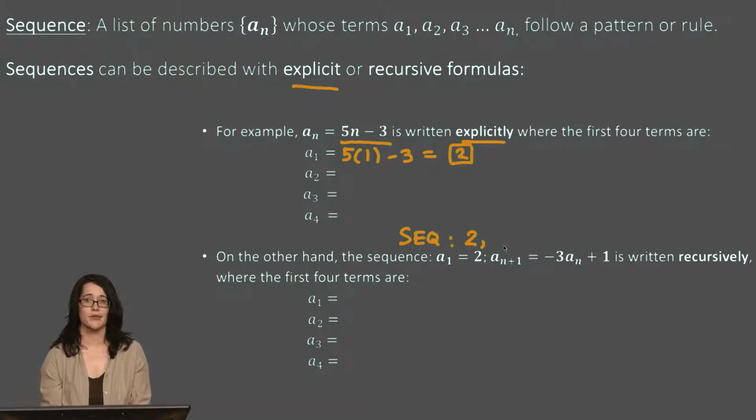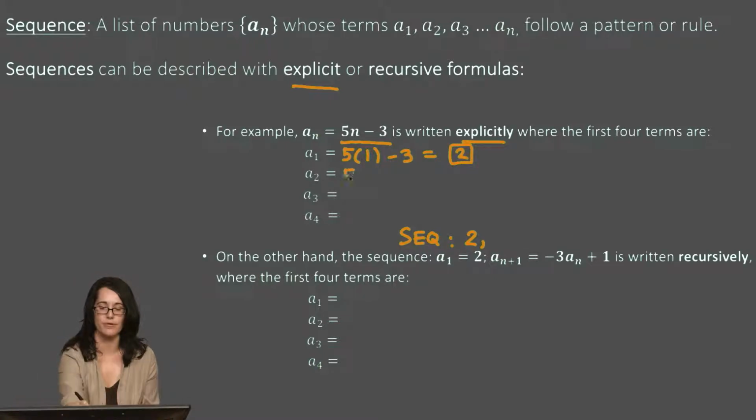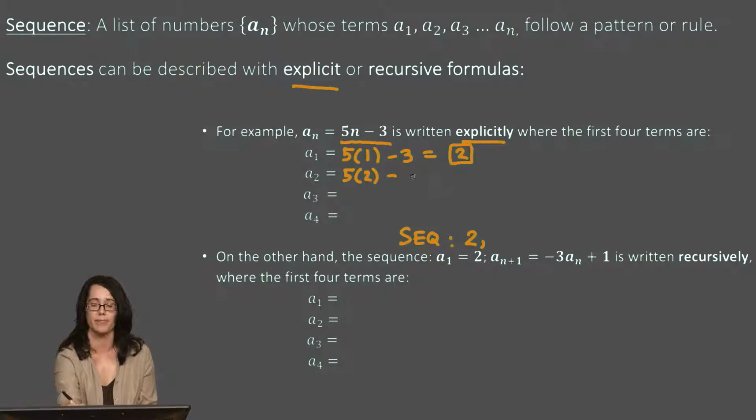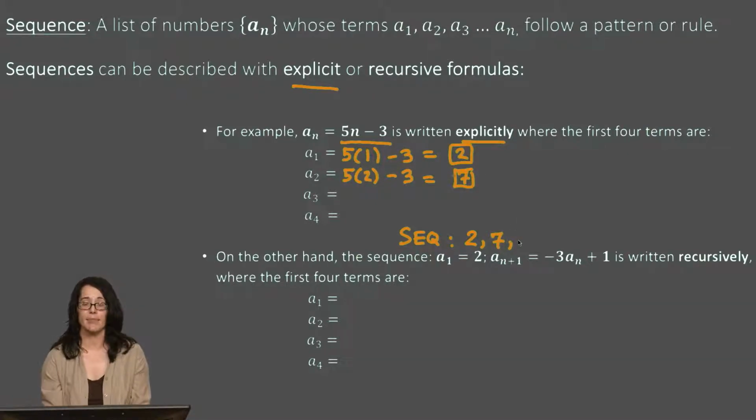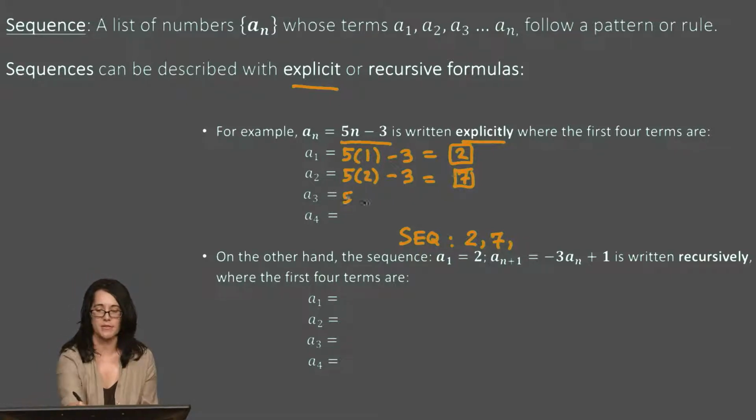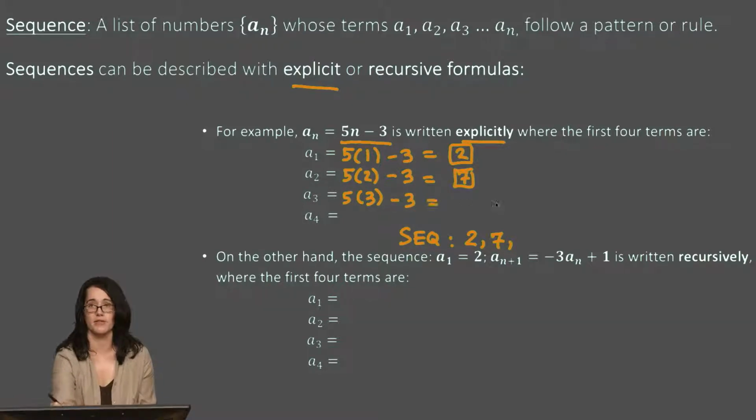What about the second term? We'll simply replace n with 2, because this is an explicitly defined sequence. It just depends on your term number. So putting in n as 2, you'd get 10 minus 3, which is 7. Which means the second term of this sequence is a 7. Next up, we'd go to our third term. Replacing n with 3, we'd get 5 times 3, which is 15, minus 3, and 15 minus 3 is just 12.